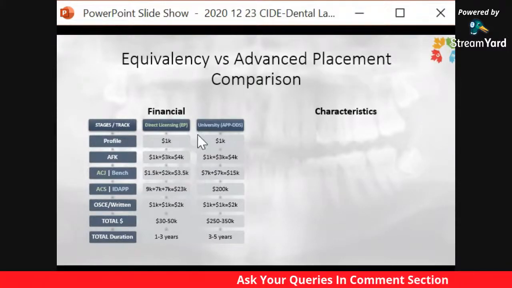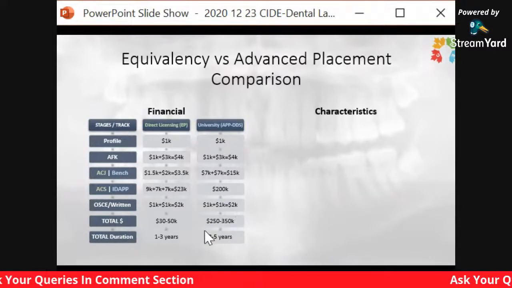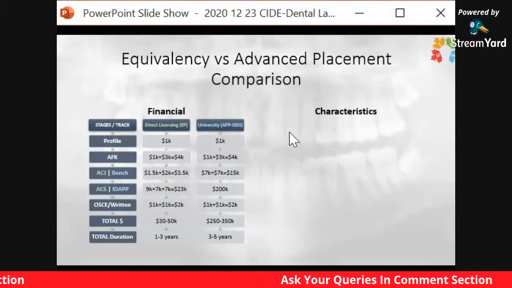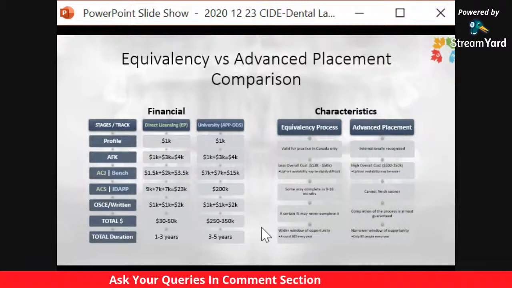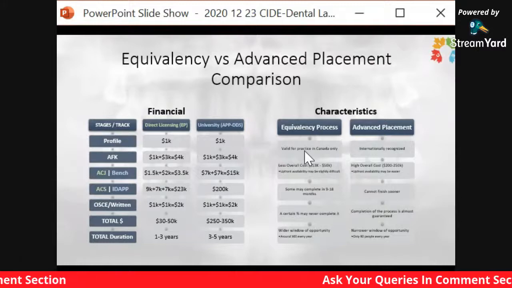Then in the university process, you need a lot more, but the bank provides you the loan. And this is the difference between the equivalency process and the university process in terms of their characteristics.